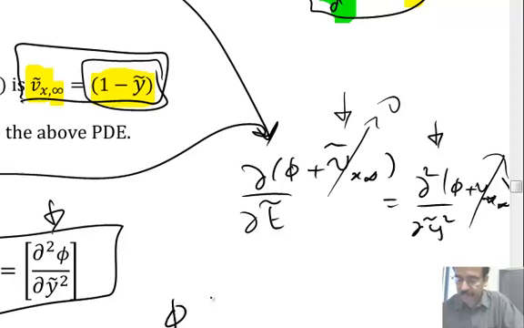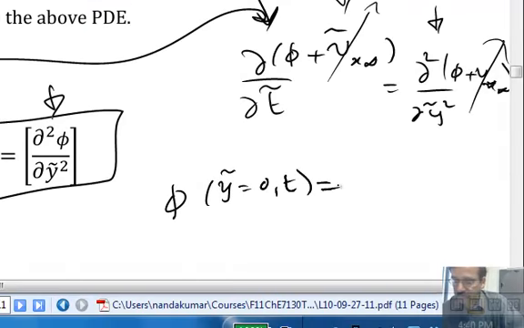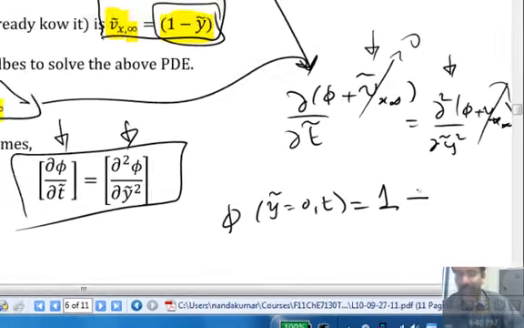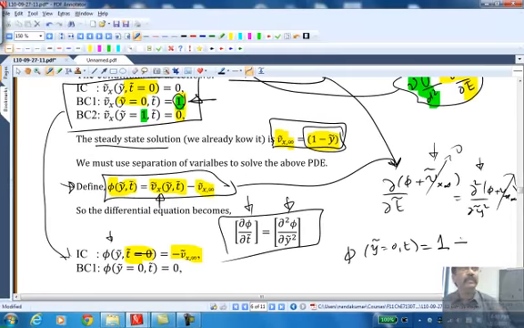What is phi? Phi at y bar equal to 0 for all time is equal to Vx, which is 1, minus v infinity, Vx infinity at y equal to 0. So what is that? When you put y equal to 0, what do you get? 1. So that becomes 0. That's how you get a 0 here. So we have homogenized the boundary condition. The boundary condition for phi has become 0.